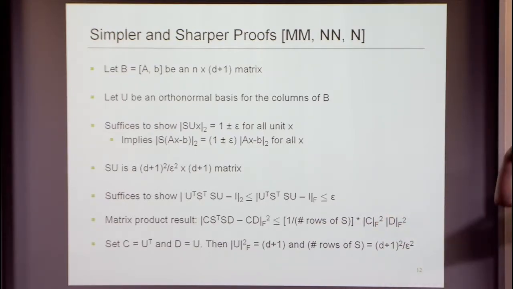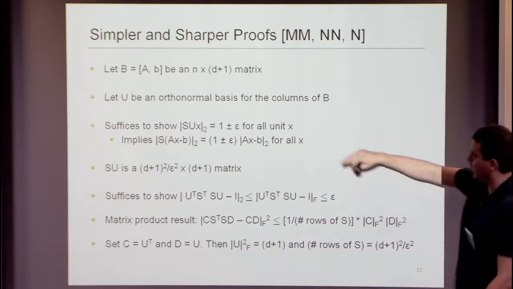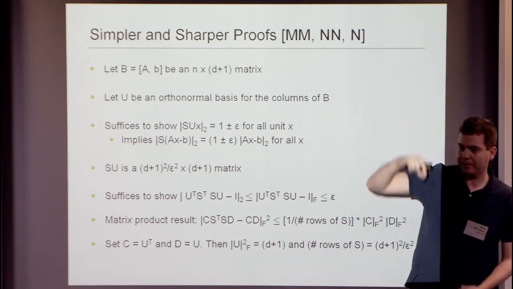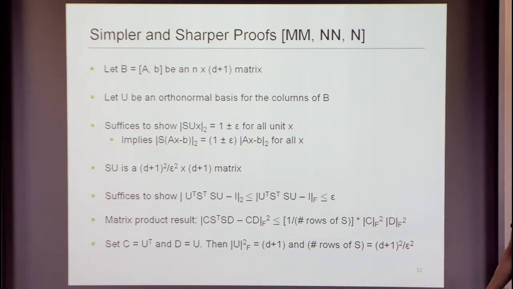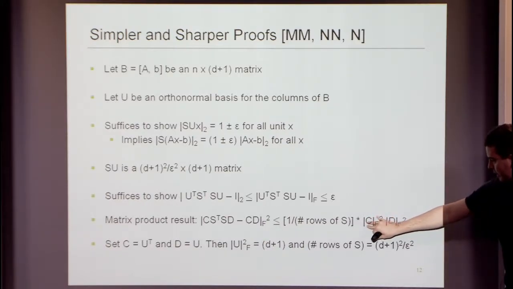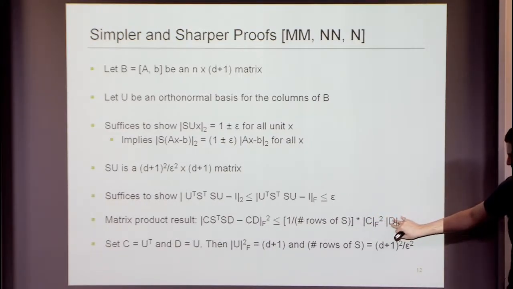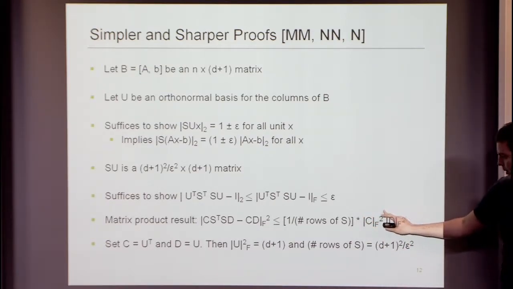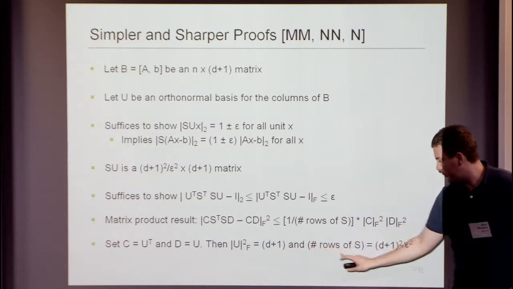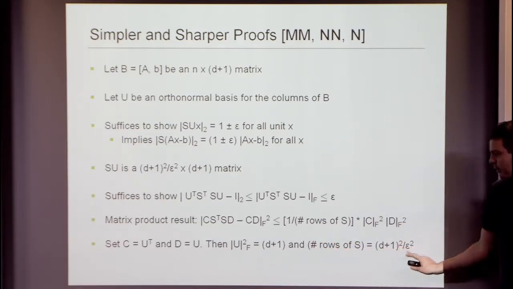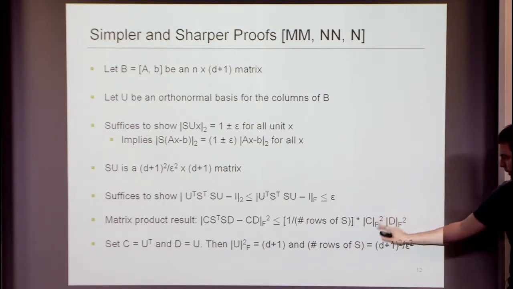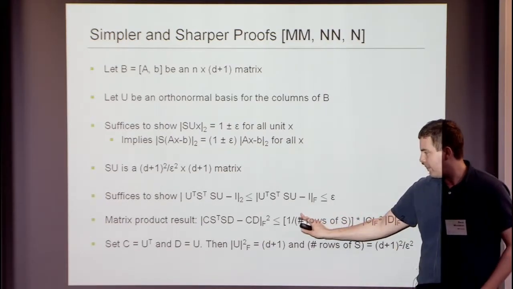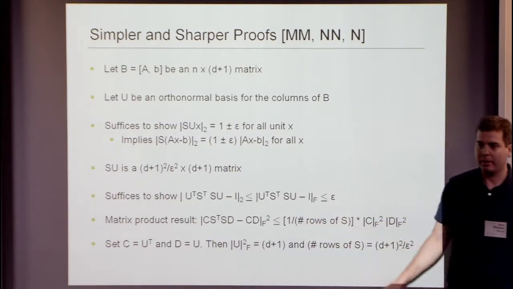What is the Frobenius norm squared of the matrix U? It's an orthonormal matrix, so it's just D plus 1, its dimension. So this is D plus 1, this is U transpose, and this is U. So this thing is order D squared. And as long as I choose my number of rows to be order D squared over epsilon squared, the D squares will cancel, and this will be at most epsilon squared. And I can take square roots.